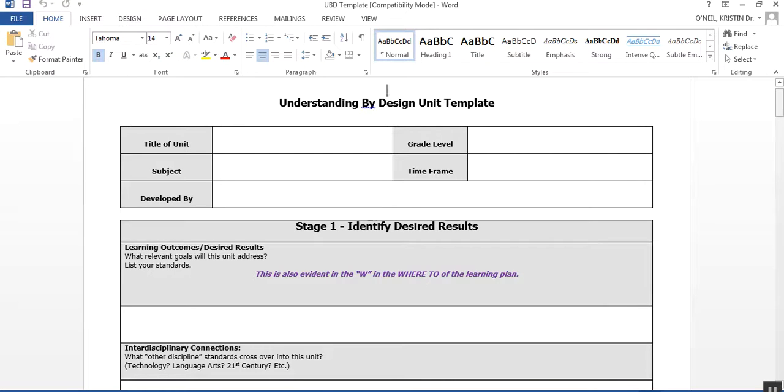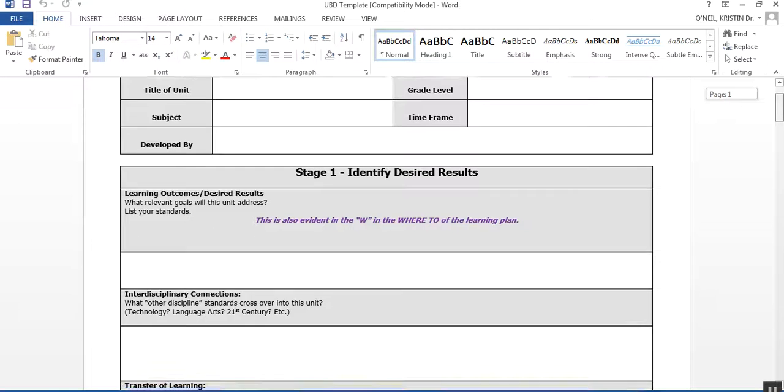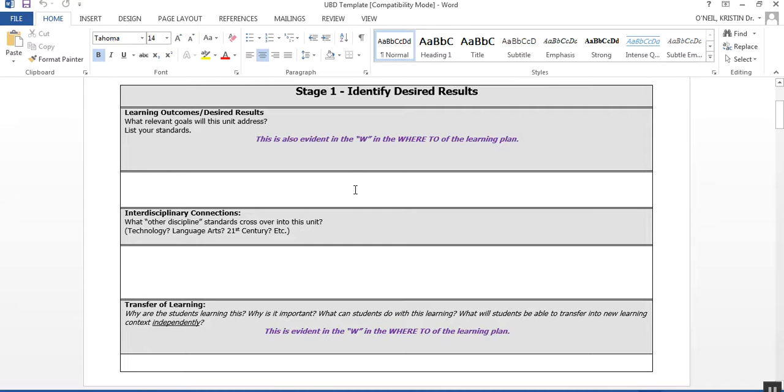What does that learning look like? What does it feel like? What does it sound like? What are your criteria of success here? And then you do all of that work before you even plan your stage 3, which is your learning activities that align to stage 2 and stage 1. So let's look. Stage 1, your learning outcomes. This is where your standards are going to be.